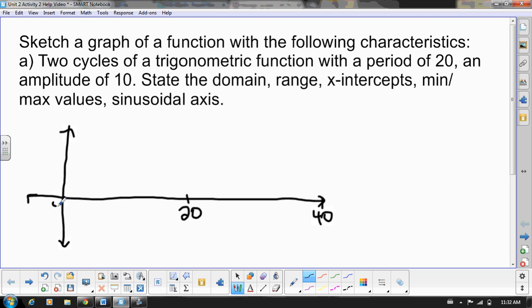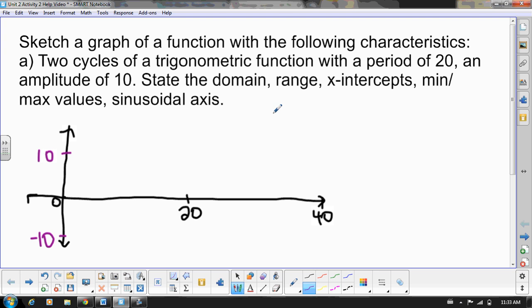So this is one possibility. There are going to be multiple possibilities. The fact that the amplitude is 10, that means from the maximum value or the minimum value to the axis of curve, we have to have a value of 10. So I'm going to label this as positive 10, and then subsequently down here would be negative 10.